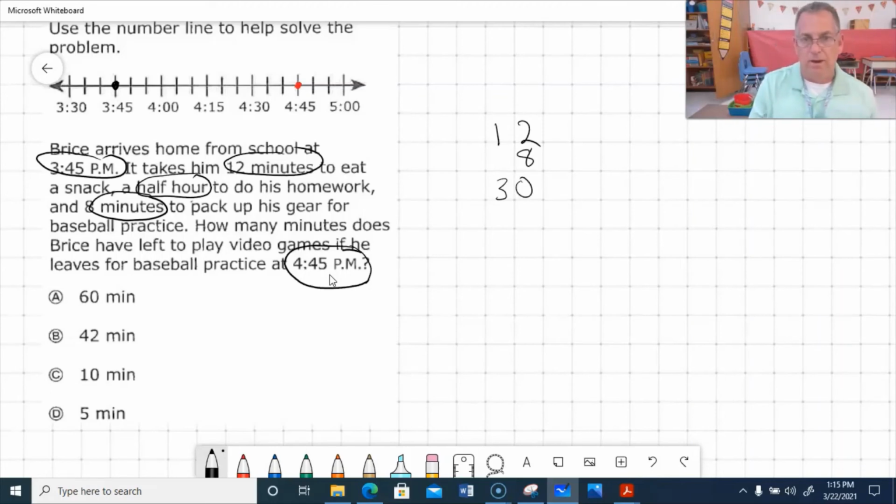So I can add all that up. So what do I get when I add up 12 plus 8 plus 30? Okay, let's check it out. 8 plus 2 plus 0 is 10. I carry 1 over, or regroup over there. That's 3 plus 1 plus 1 is 5. So it looks like it takes him 50 minutes all together.